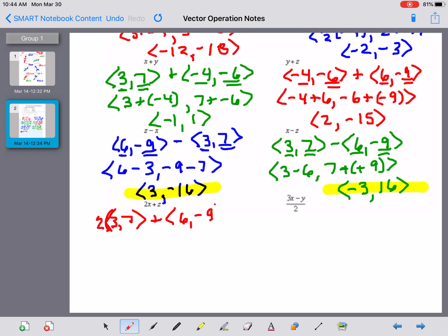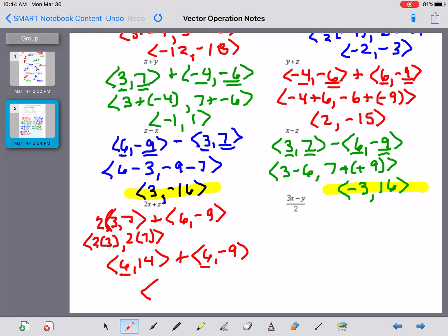Okay, so first I'm going to do my scalar. So that means I'm going to go 2 times 3 and 2 times 7. So that gives me the new vector of 6, 14. And then I'm going to add it to my 6, -9. So again, joining those horizontals first, I'm going to skip a little bit of my work here, or not showing it. 6 plus 6 there gives me a 12. And then the verticals, 14 plus -9 will make 5. And I get a resultant vector of 12, 5.